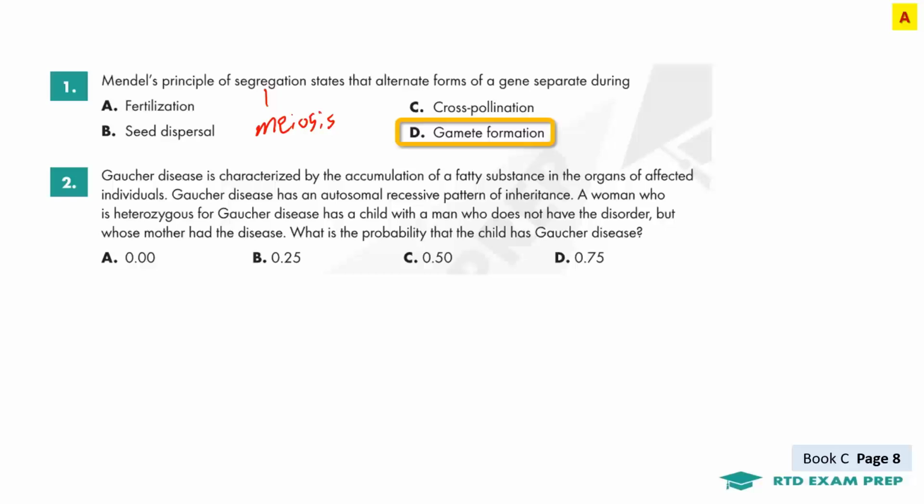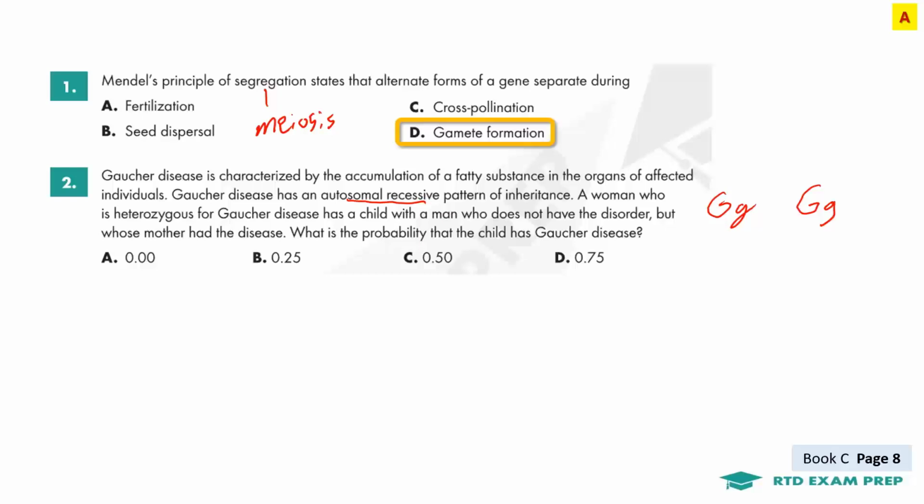Question 2. Gaucher disease is characterized by fatty substances on organs. It is autosomal recessive. That's a big thing to remember. So it can only be shown if both are recessive. A woman who is heterozygous, so she's big G, little g, has a child with a man who does not have the disorder, so he's big G. But his mom did, so it's a hidden way of saying he's heterozygous.